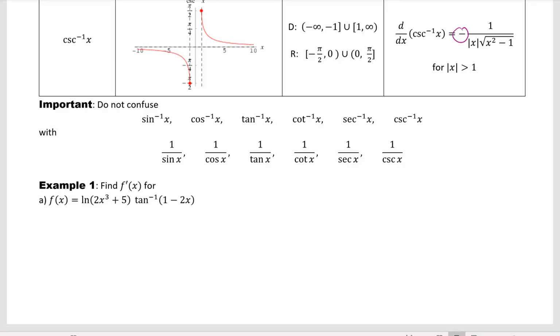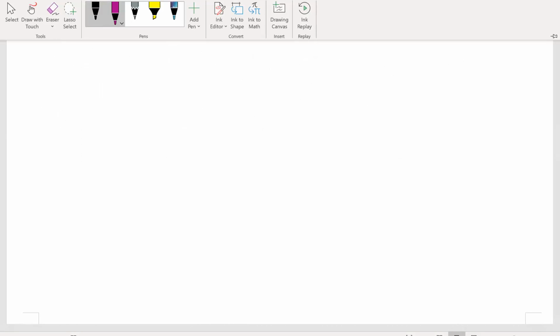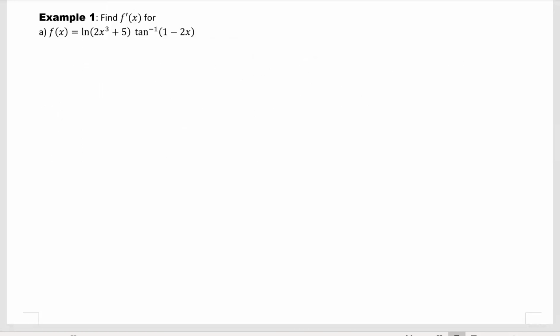All right, so let's work on examples. Let me get my black. Let's look at this one. When we differentiate, we look at the format of the function. This is something times something, so that is a product. So we use the product rule. What is the product rule again?